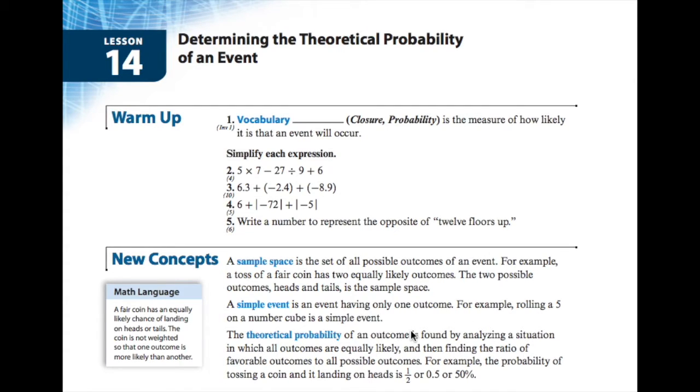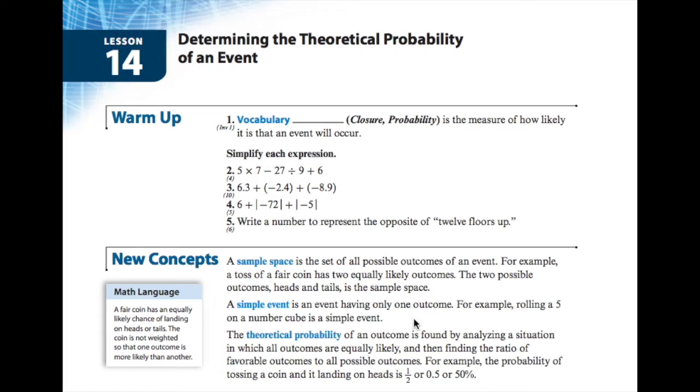And then theoretical probability, the last of our definitions for today, is an outcome found by analyzing a situation in which all outcomes are equally likely and then finding the ratio of the favorable outcomes to all possible outcomes. For example, the probability of tossing a coin and landing on heads is 1/2 or 0.5 or 50%. Today, the skill of being able to operate with fractions, decimals, and percents is going to be really, really important.